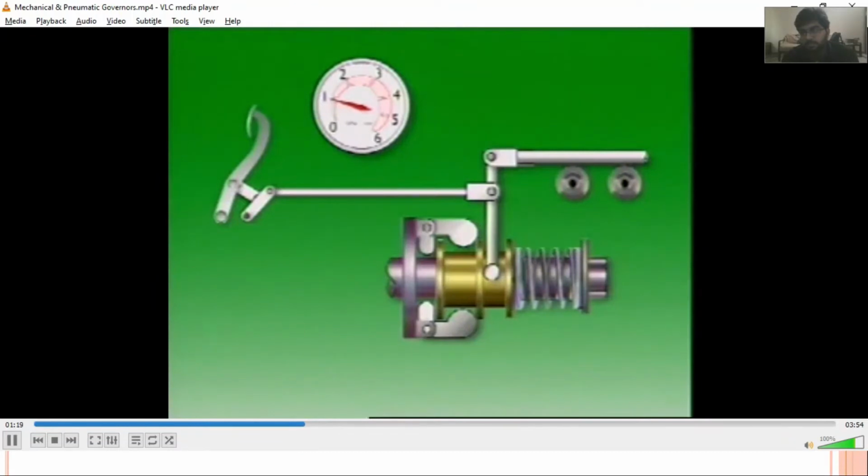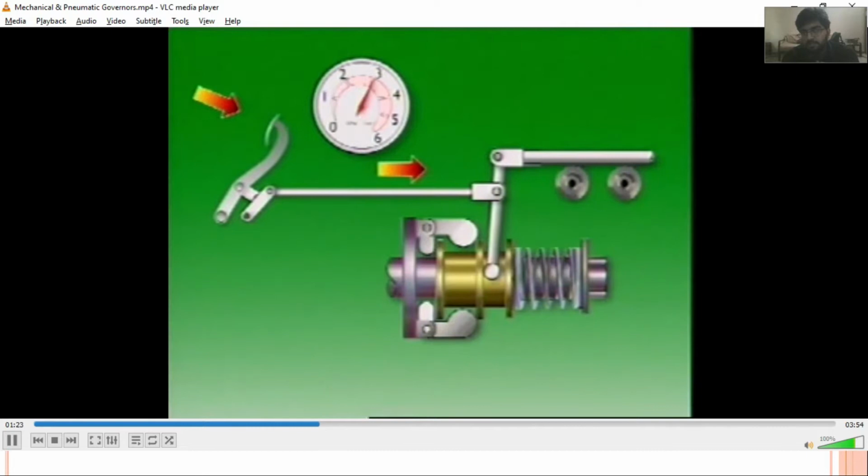For other throttle positions, the operator determines the rack position by moving the position of the floating link. So here you can see that this is the accelerator pedal, and this is how we control the amount of fuel for speed conditions other than the idling and maximum speed.